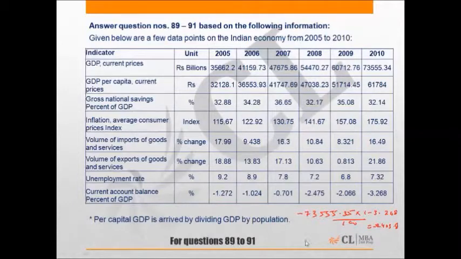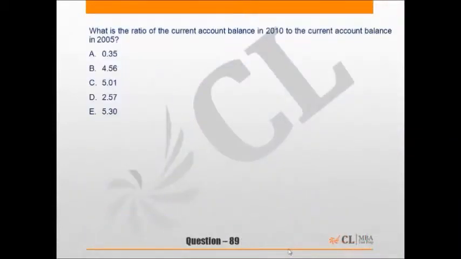and the same thing in 2005 is GDP in 2005, which is 35,662.2 into current account balance percentage of GDP, which is minus 1.272 upon 100. It comes out to be minus 453.6. So the required ratio will be minus 2403.8 upon minus 453.6. This is approximately equal to 5.3, which is option E.